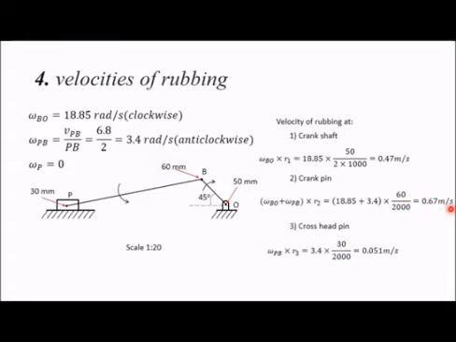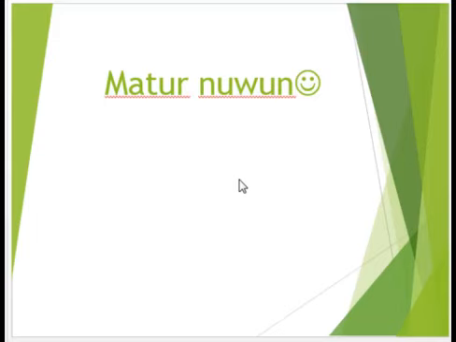Now last one is the crosshead pin. Here you require velocity of rubbing. Again, angular velocity of PB is known. Angular velocity of PB is 3.4 radian per second, and the slider is moving along a straight line, therefore its angular velocity is 0. So directly you can get omega PB into R3 by calculating. You will get 0.051 meter per second.